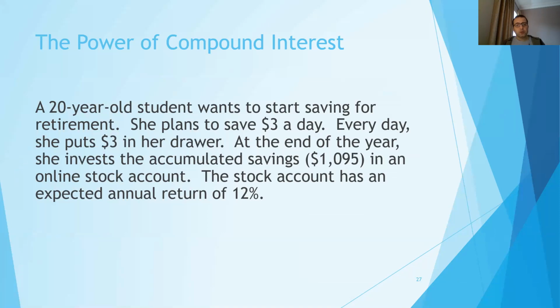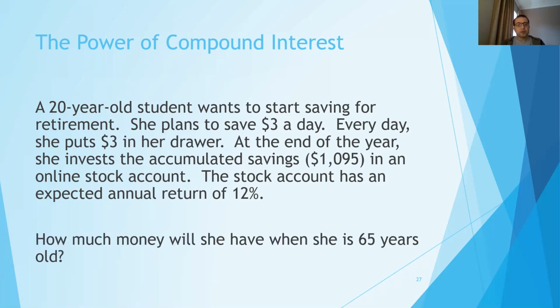A 20-year-old student wants to start saving for retirement. She plans to save $3 a day, this time not $5, but $3 a day. Every day she puts $3 in her drawer. At the end of the year, of course, the accumulated amount is $1,095, right? Then she opened an account, investing with an expected annual return of 12%, right? So how much money will she have when she's 65?